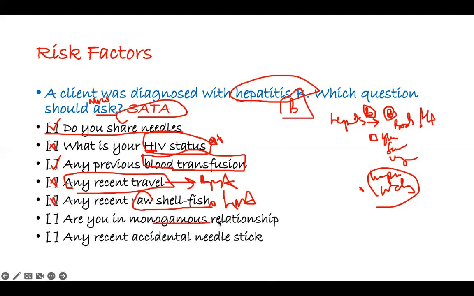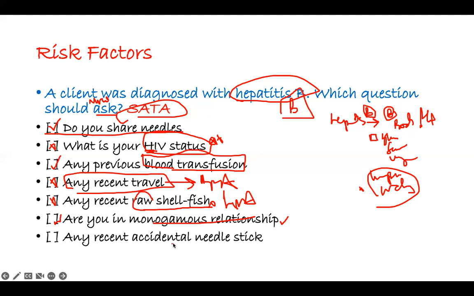Are you in a monogamous relationship? Yeah, this may be because if you are in a monogamous relationship, you may have unprotected sex, but if you are not, it's a risk factor. So you want to know, but you cannot assume that that is completely true. But that can be an answer. It's an inference that they may have multiple sexual partners. If you have multiple sexual partners, then there is a risk for Hep B.